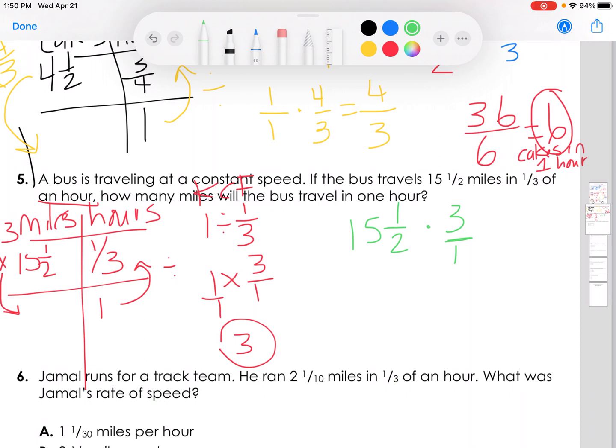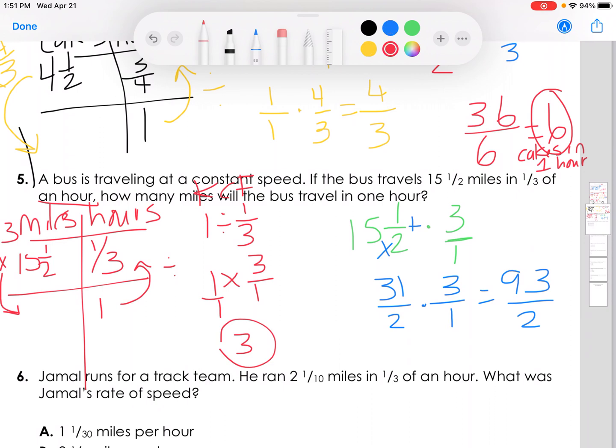So I'm going to go around the world, or I'm going to change my mixed number into an improper fraction. 15 times 2 is 30, plus 1 is 31. So 31 over 2 times 3 over 1. And I get 3 times 1 is 3, 3 times 3 is 9, so 93 over 2. So that fraction bar tells me that I'm dividing. So 93 divided by 2.